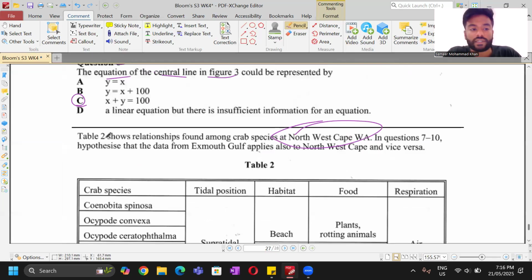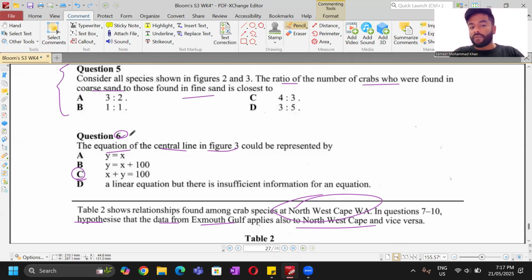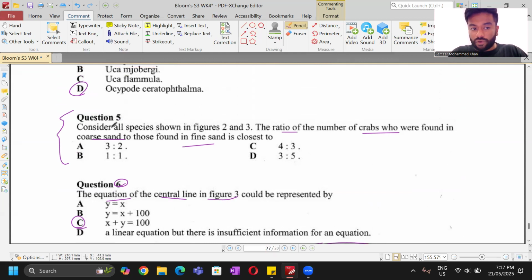So in questions 7 to 10, hypothesize that the data from Exmouth Gulf also applies to Northwest Cape and vice versa. So basically it's saying that everything that we've learned hitherto also applies here in terms of whatever logical relationships. Okay, so this is somewhat of a lazy attempt at cognitive loading. Normally speaking, ACER GAMSAT wouldn't have even gone up to this stage. It would have just maxed out at like 6 questions and called it a day. It wouldn't have even included that fifth question here. So it would have just maxed out at 5 and called it a day.